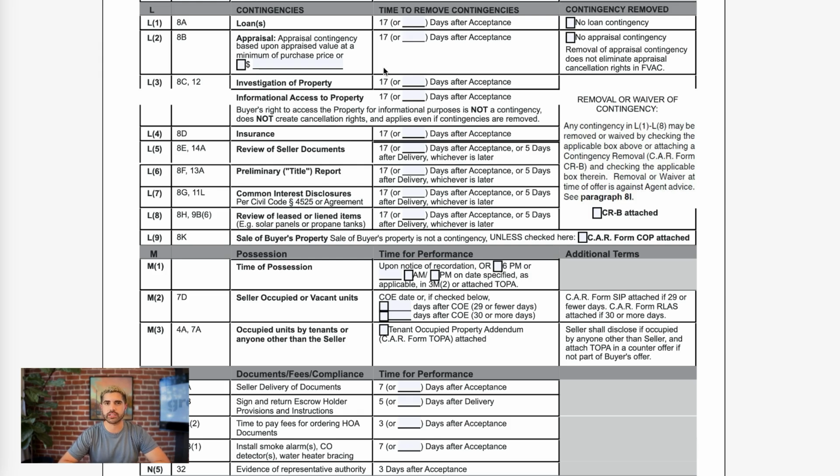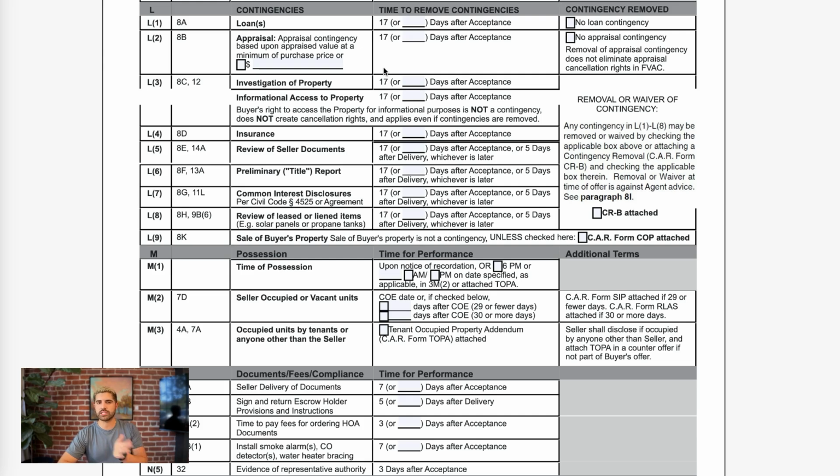Next would be the appraisal contingency. If you're doing a loan, you'll be required to do an appraisal, which is when an appraiser goes out to the property, measures, and then does comps to see what the fair market value of the home is. If that matches your purchase price, then you're good to go on your loan. But an appraisal will be required in most instances.